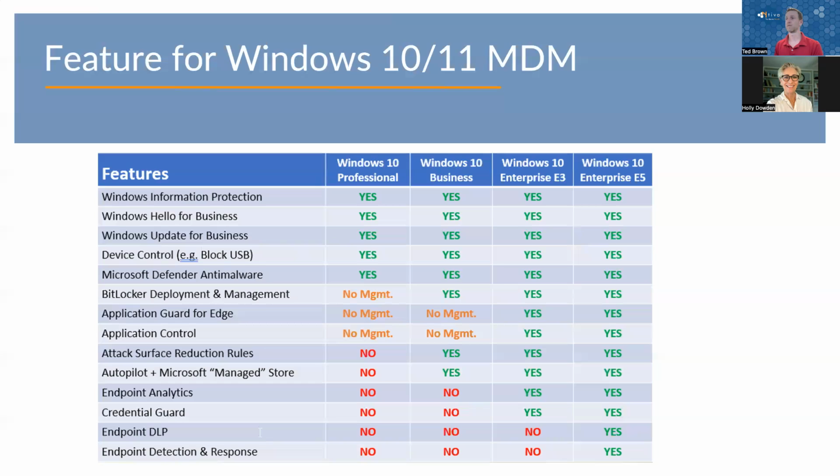Now, where it starts to differ is how you're going to manage BitLocker. Again, having control of making sure that the devices have encryption on their hard drive, so when for some reason this device gets stolen, you know your information is protected. You can do that with Windows 10 Professional, but it's not managed. You want to go to Windows 10 Business to make sure you have everything within the Intune system.